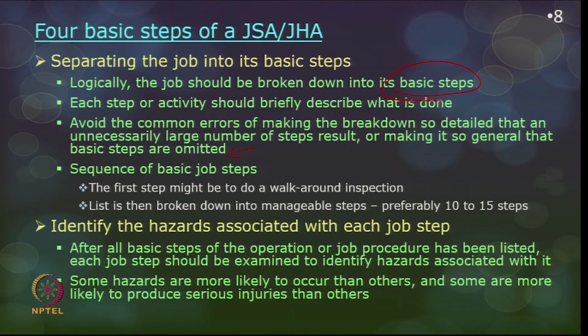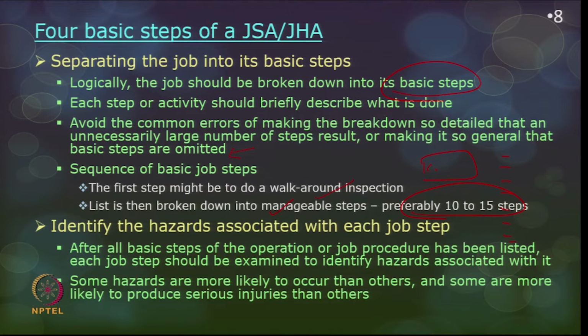How do you do this? Maybe you have to do a walk-around inspection, and break down the list into a manageable number of steps. Preferably keep 10 to 15 steps, because you can easily identify all the hazards if you keep it very simple and small. The third step is to identify the hazards linked with each step. Now, you have listed out all the 10 to 15 steps, maybe in one particular operation like concreting or shuttering and de-shuttering and so on. Then it is easy for you to identify the possible hazards linked with each step; you can easily think about it.